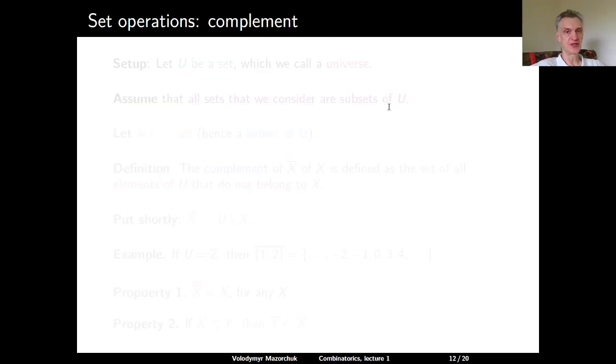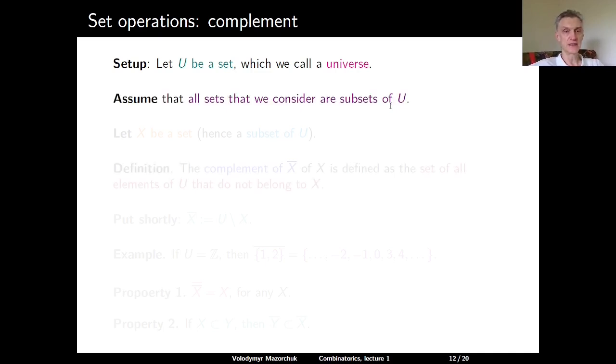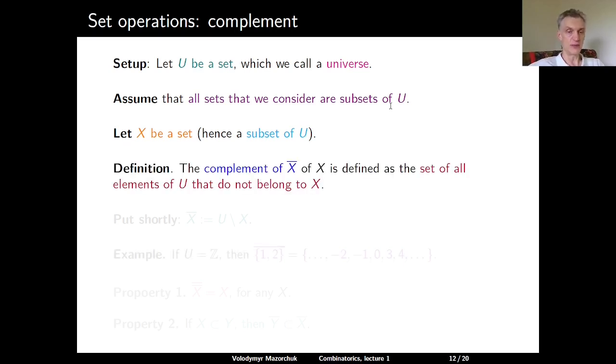Our final set operation is complement. The setup to define this operation is as follows. Assume that we have the universal set U, which we call the universe, and all sets that we consider are subsets of U. So now let X be a set, and as we just described, it should be a subset of U. Then the complement of X, denoted by X overlined, is defined as the set of all elements of U that do not belong to X. Or, if we put it shortly, X overlined is just U minus X.